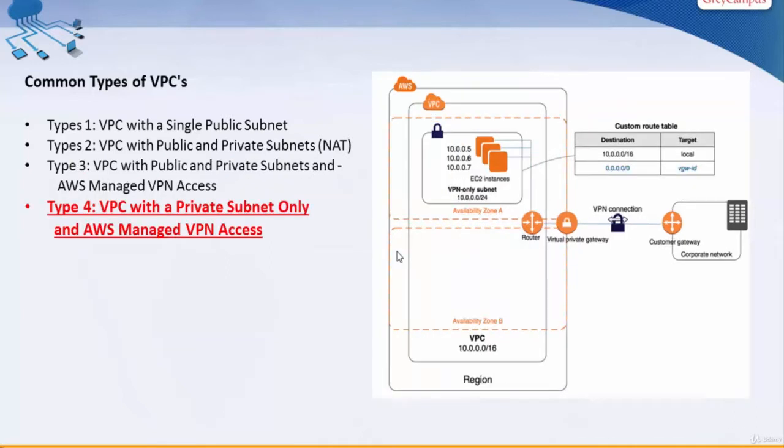The fourth type, or the fourth common type of VPC, is a VPC with a private subnet only and a VPC with managed VPN access only. Now this VPC does not have an internet gateway. This VPC cannot be accessed from the internet, and servers in the VPC cannot go online or cannot reach the server in the internet directly.